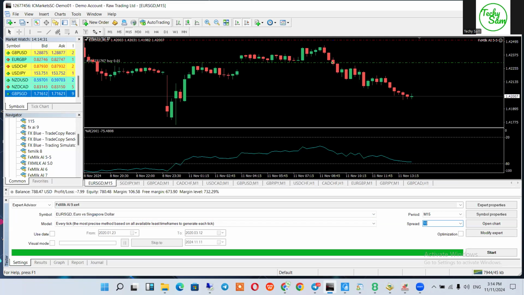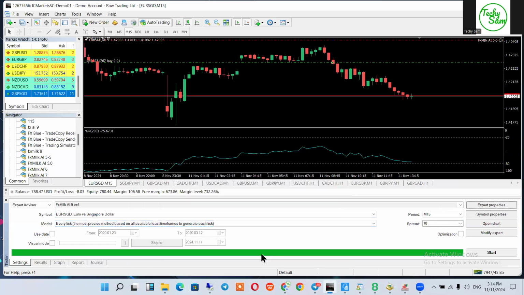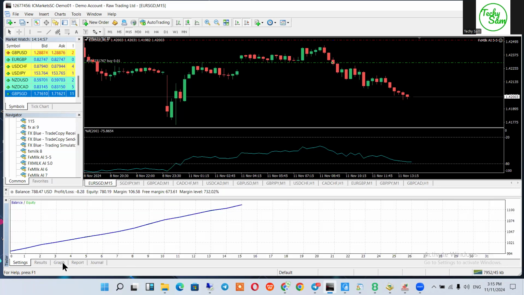So for the settings, our AI level 145, this is just all the settings. Literally, you don't have to be concerned about this, but I'm just there to show you. If I run it right now, the test period is from 2020 to 2024, which is from 2020 till last week Friday. Today is Monday. So that's the test duration. I'm going to click on start.